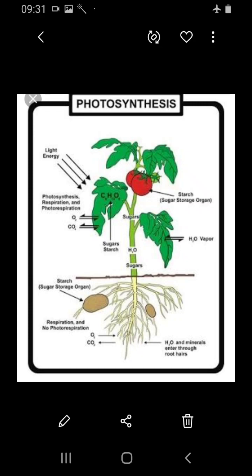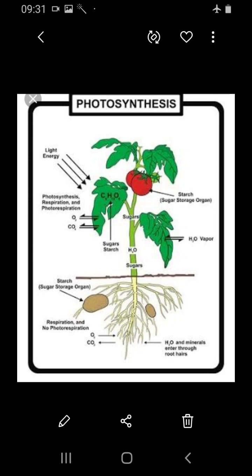Morning students. So today we are going to see about photosynthesis. In plant physiology we have seen about plant movement and how they move and to what they respond. So today we shall see about photosynthesis. You might have learned in previous classes or in lower classes about photosynthesis.